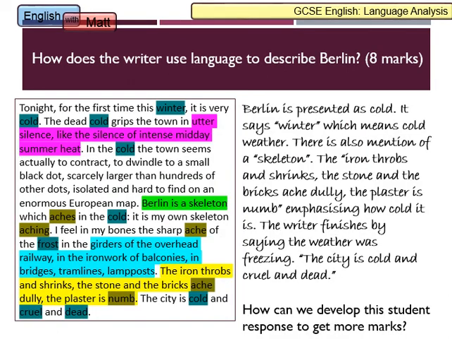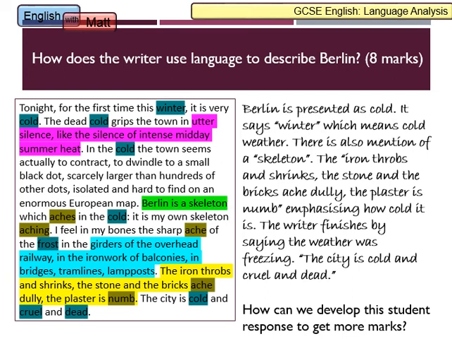So, like in previous videos, on the right-hand side here, we have an example of perhaps a grade 3 answer, maybe even a grade 2. The student says, Berlin is presented as cold. It says winter, which means cold weather. There is also mention of a skeleton. The iron throbs and shrinks, the stone and the bricks ache dully, the plaster is numb, emphasising how cold it is. The writer finishes by saying the weather was freezing.